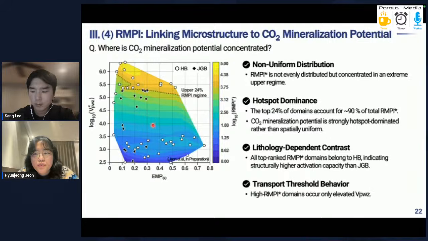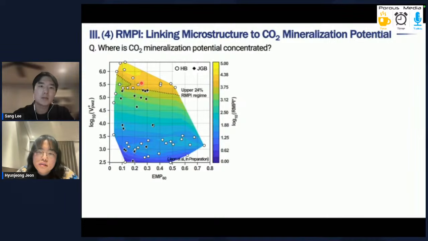Finally, the map confirms that the primary driver of this potential is the V, the surface activation, rather than simple surface area. High RMPI domains occur only when a certain transport threshold is met, meaning that how effectively a surface is activated matters more than the total quantity of surface available.